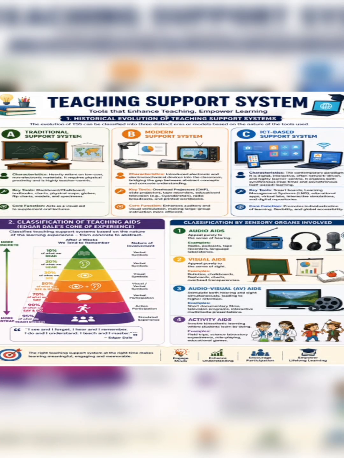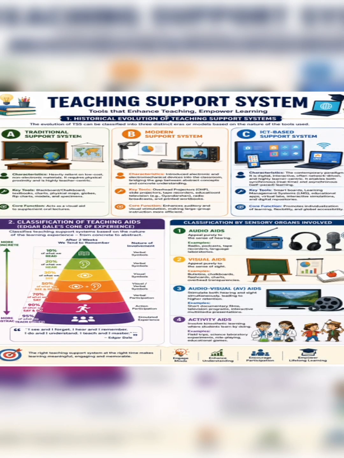And number C, we have ICT-based support system. This is our contemporary paradigm. It is digital, interactive, often network driven, and highly learner centric. It enables both synchronous and asynchronous learning. Key tools include smart boards, learning management systems, educational apps, virtual labs, interactive simulations, and massive digital repositories. Its function is promoting the individualization of learning, flexibility, and global accessibility.